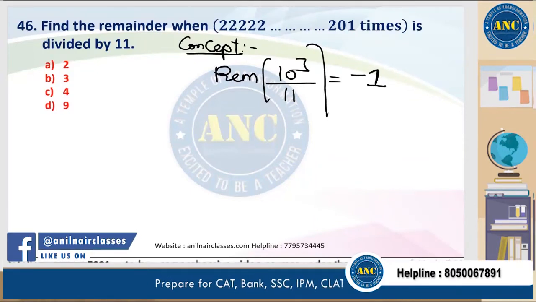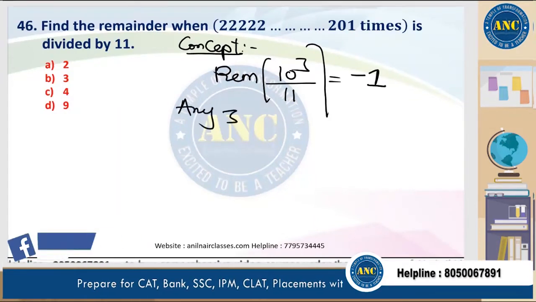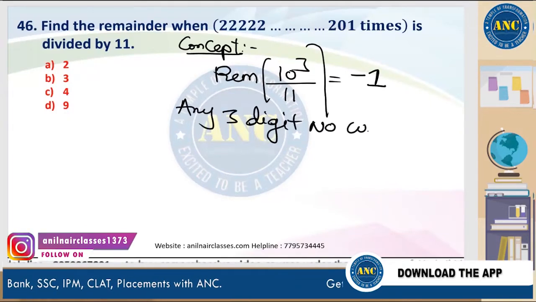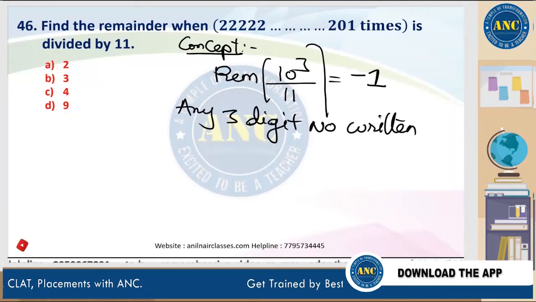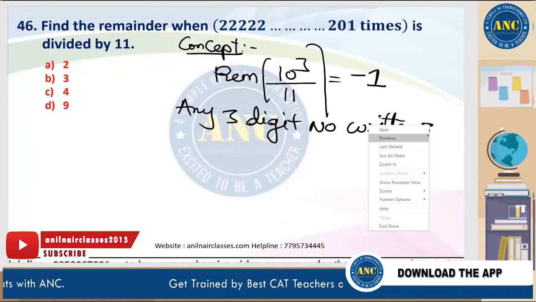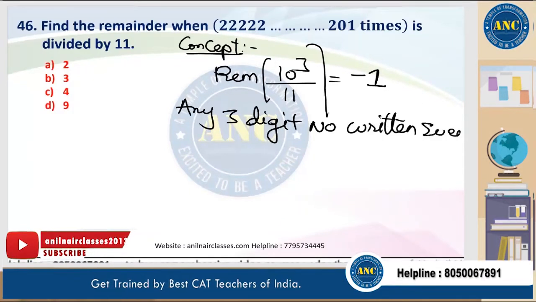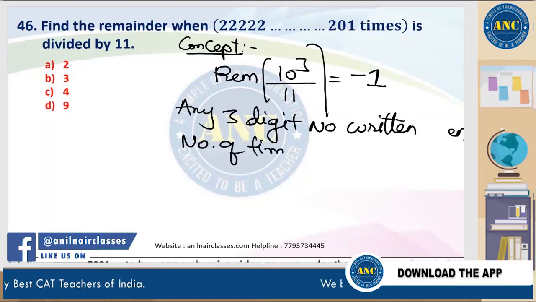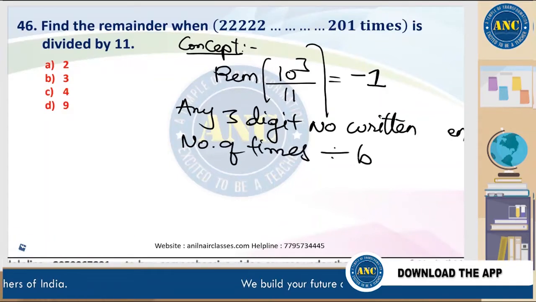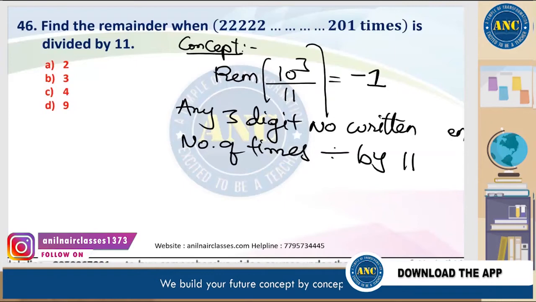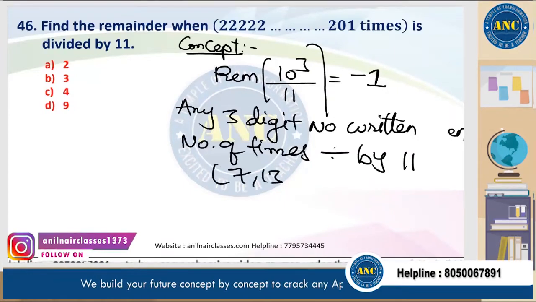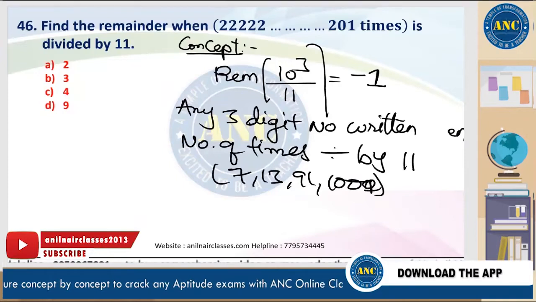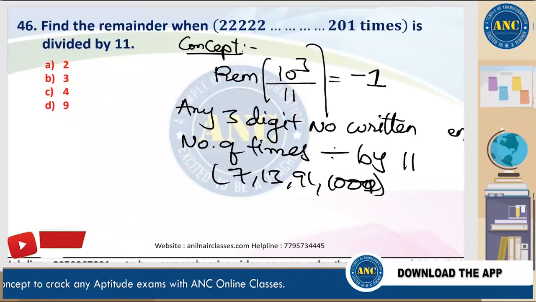Same concept. Any 3-digit number written an even number of times is always divisible by 11. In fact, not just 11, it is also 7, 13, 91 and 1001. 11, this is one way.